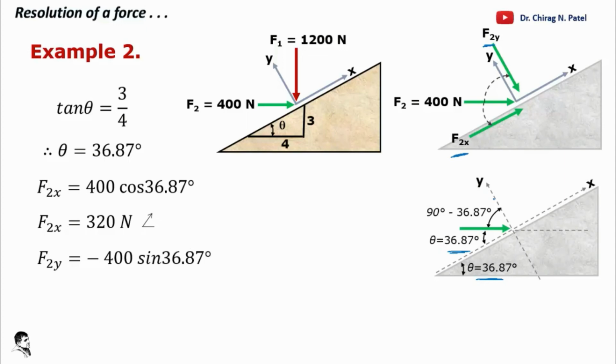F2y, again we know this angle, so this would be perfectly a 90, so this is 90 minus 36.87. So F2y is equal to minus 240 Newton. So this is the component resolution of the F2 force, 400 Newton. I think it is clear now.